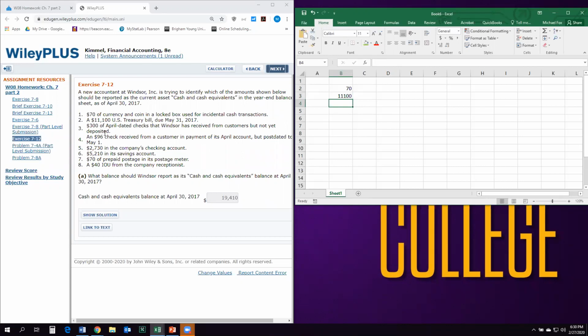I've got $300 April dated checks that Windsor has received from customers but not yet deposited. These are dated during the current period, so we're going to call those cash equivalent. It's included. Next, a $96 check received from a customer in payment of April account, post-dated to May 1st. We're not going to include that. I'll put that over here. So we'll say this is the included column and then not included.